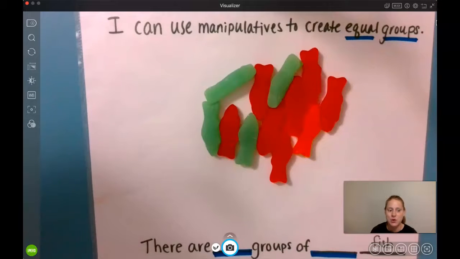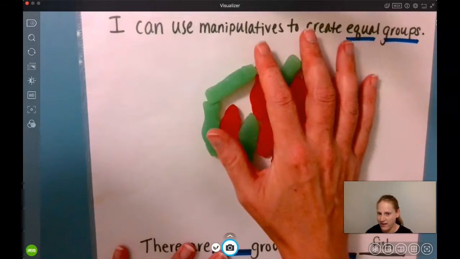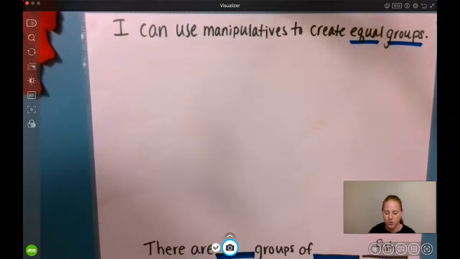Great job, friends. Who would like to share how they organize their counters? Thumbs up if you want to share. Okay, go ahead and share with us. I'm going to move my fish aside here, and I'm going to draw what you just shared.